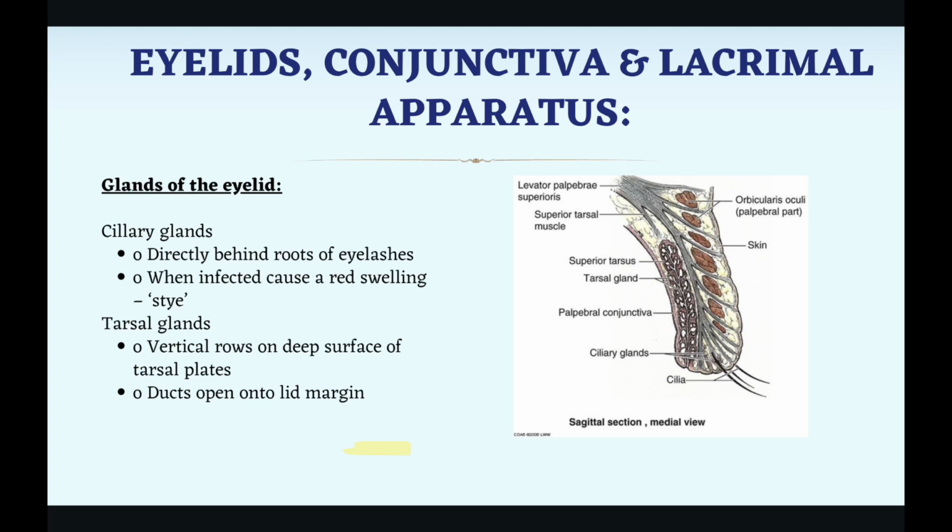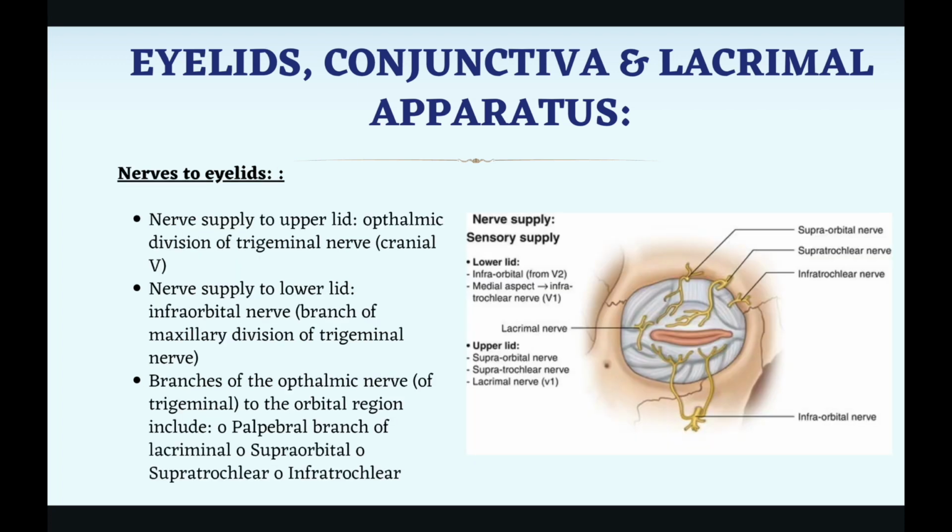The glands of the eyelid include the ciliary glands and the tarsal glands. The former is directly behind the roots of the eyelashes, and when infected, will cause a red swelling or so-called stye. The tarsal glands are in vertical rows on the deep surface of the tarsal plates, and its ducts open onto the lid margin. The nerve supply of the upper eyelid is the ophthalmic division of the trigeminal nerve. The nerve supply of the lower lid is the infraorbital nerve, a branch of the maxillary division of the trigeminal nerve.